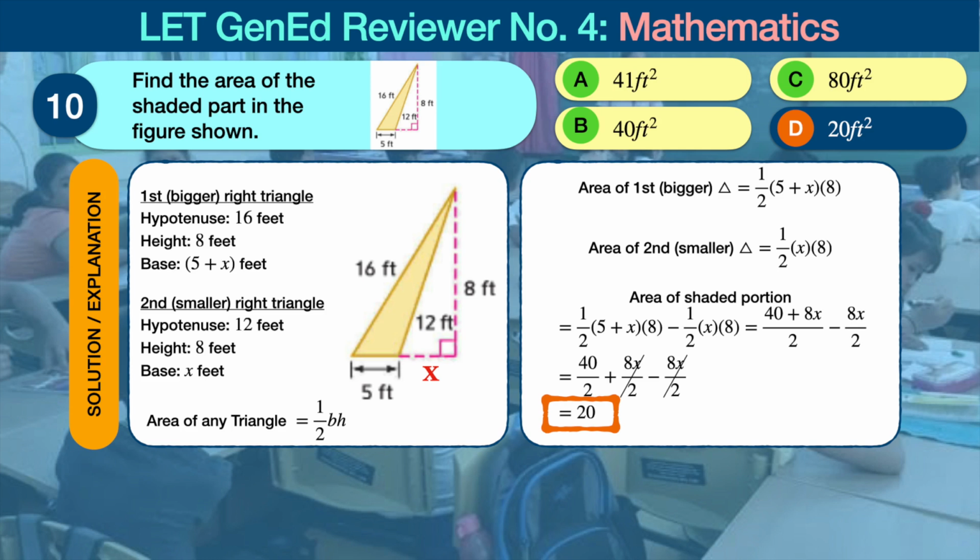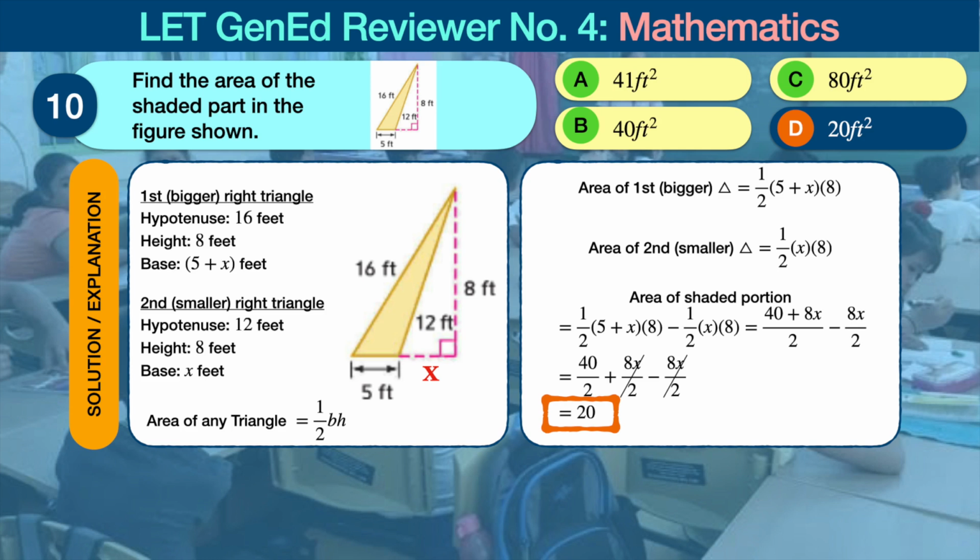Did you see it? The formula for the area of a triangle is 1/2 of the base times the height. For the bigger right triangle, the area is 1/2 times 5 plus x times 8. For the smaller right triangle, the area is 1/2 times x times 8.